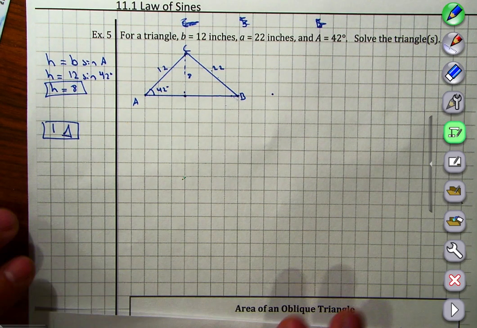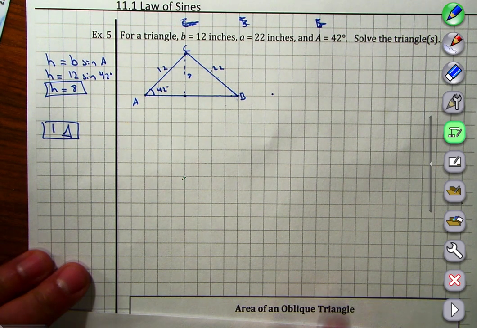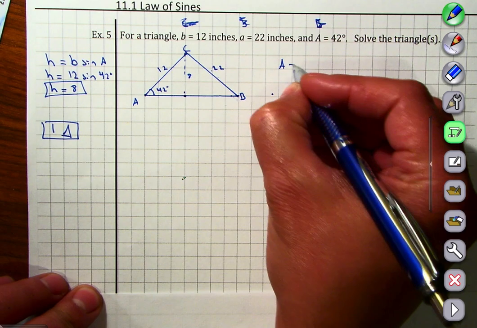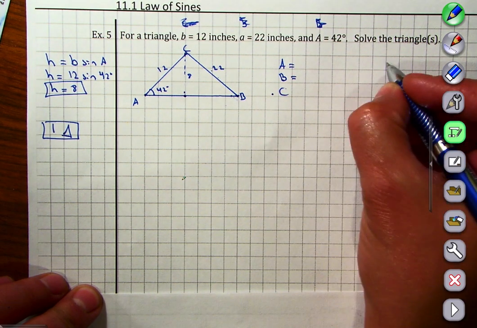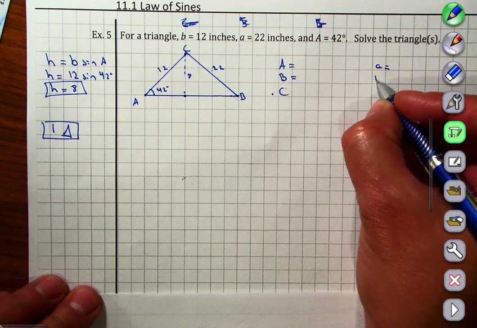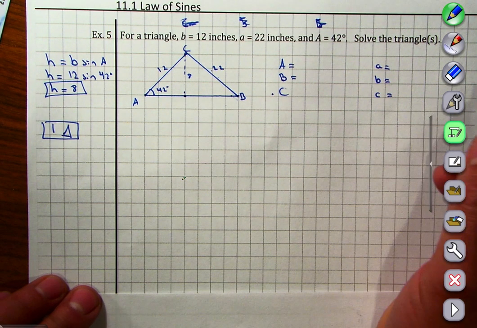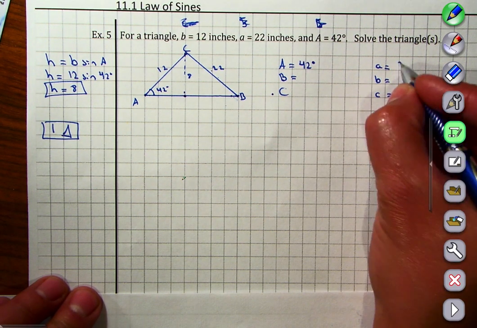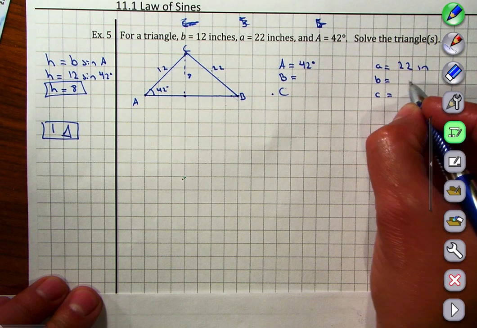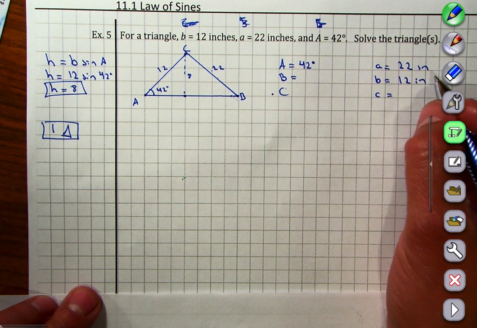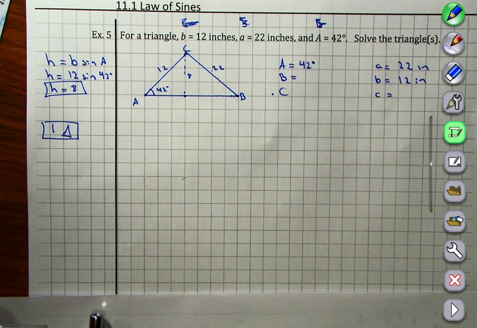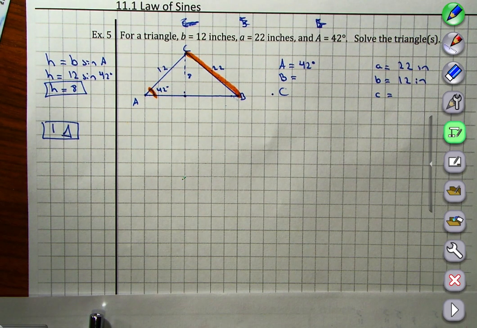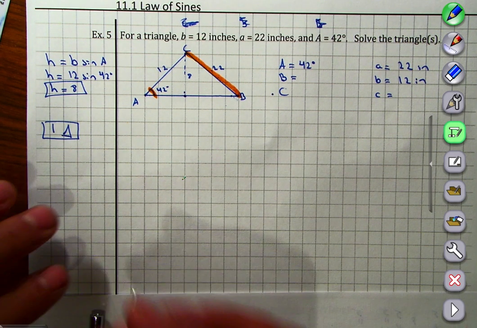But let's assume that you did not know whether you have one triangle or not. So let's go through and just label A, B, C, side A, side B, side C. So this is 42 degrees, this is 22 inches, B is 12 inches. Once again, in order to use the law of sines, you must have an angle and its opposite side. And we do. So the first thing we're going to do is find angle B.